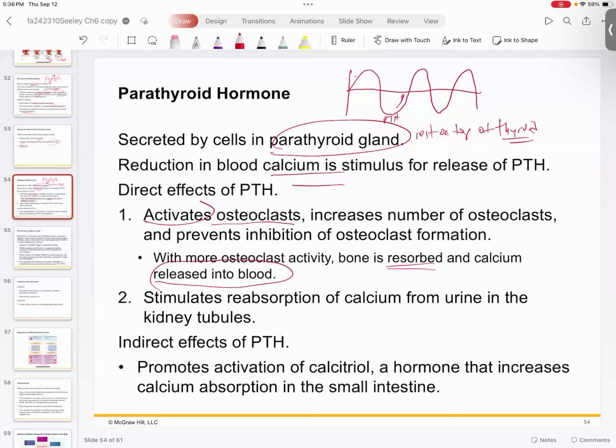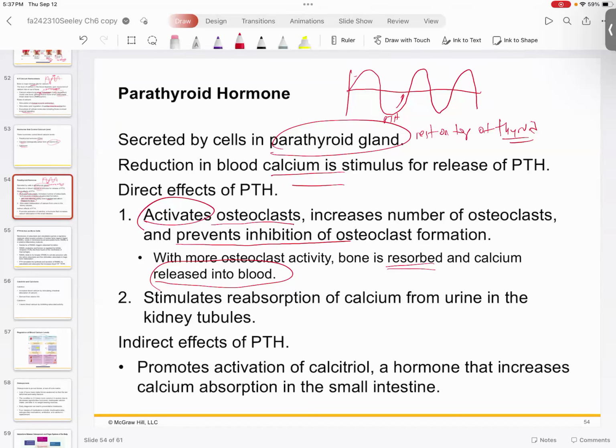Now, not only does it activate the osteoclasts by increasing the number of osteoclasts, but it also prevents the inhibition of osteoclast formation. So all those regulatory mechanisms that usually act to keep osteoclastic formation in an off state, PTH prevents that inhibition.